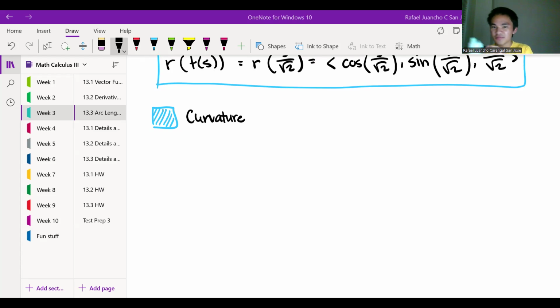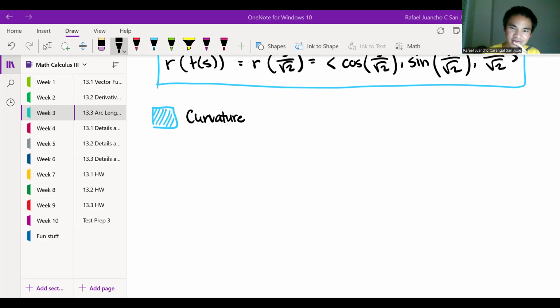Okay, so about curvature. A parameterization r(t) is called smooth on an interval I if its derivative is continuous, right? And if its derivative is not zero on I. So that's what that means.